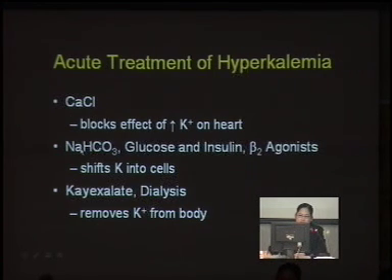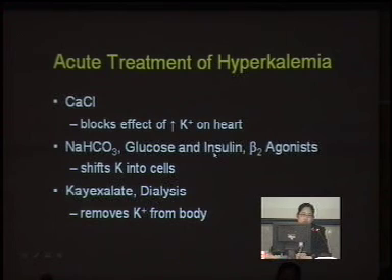Okay. Then next step, you would give bicarbonate, glucose, and insulin to shift it into the cell. Again, important part is cell shift. Beta agonists, you can use the inhalers, shift the potassium into the cell. Kayexalate is to excrete or remove potassium from the body, but this takes time. So you do all those cell shifts first.